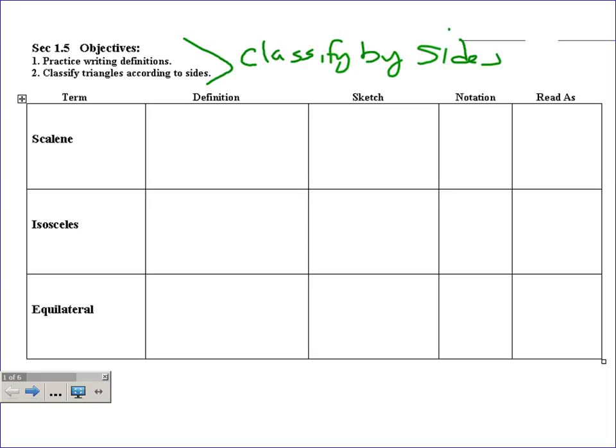Scalene. I don't have any cool way of remembering scalene whatsoever. It does not mean anything to me. I've never seen the word scalene used anywhere else except to just describe triangles. And what it means is that no sides are congruent. Not a single side is congruent to another side. Okay? No sides congruent. No sides are equal. If I was to draw it, it would look something like that, maybe.